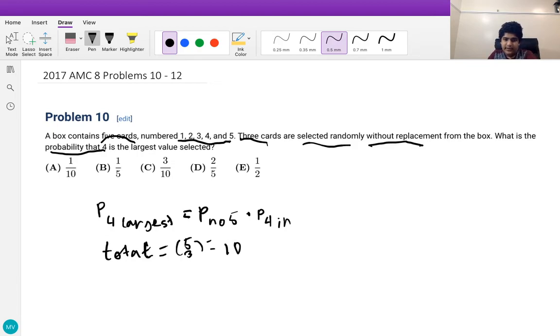Now, we look at the number of ways that 4 is the largest value selected. So we do this by the largest value. Since 4 is the largest value, we put it at the left. Now, we can have a 4, 3, 1, or a 4, 3, 2, or 4, 2, 1. This is 3 ways. Thus, successes is equal to 3, and the probability is equal to successes divided by total, which is just 3 divided by 10. Choice C.